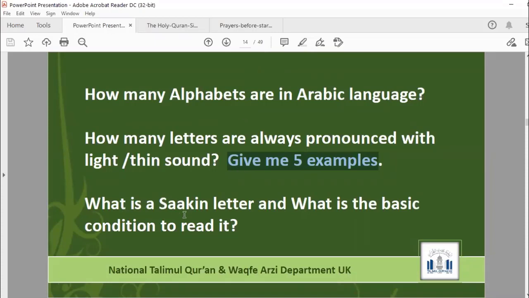And the last question? So a sakin letter is which has a sukoon on top. Yes. And it's read in conjunction with the previous letter. And that previous letter should have any vowel, fatha, kasra, dhamma, yeah? Yes. A harakat, basically. Without harakat, we cannot read sakin letter. Excellent. Very, very good. Thank you very much.